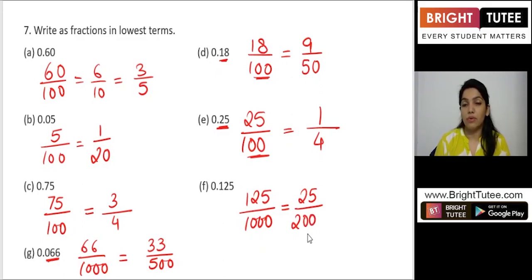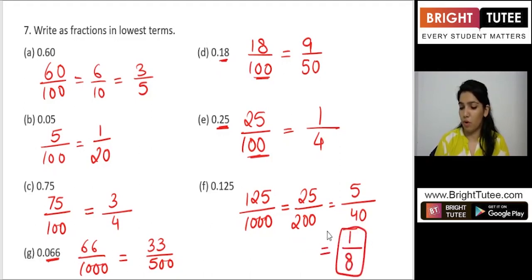Okay. Now we can further divide it by 5. So it will be 5 over 40. We can again divide it by 5. It will be 1 over 8. So this is the simplest form of this particular given decimal number in fraction. Clear?